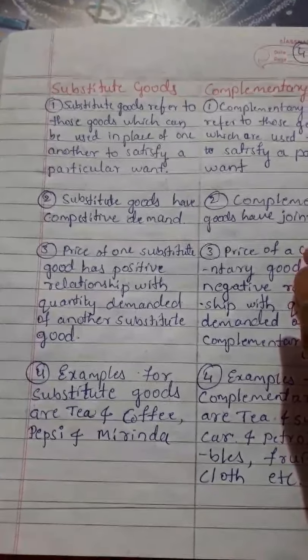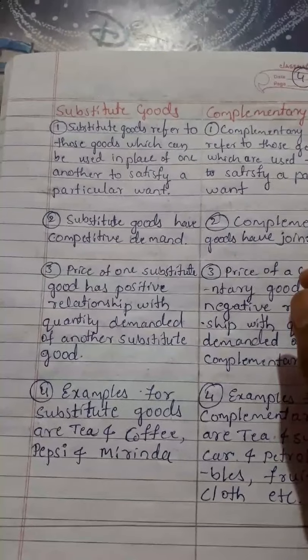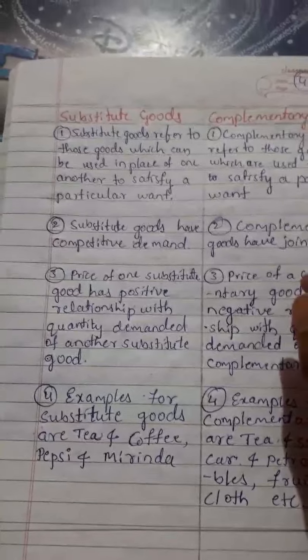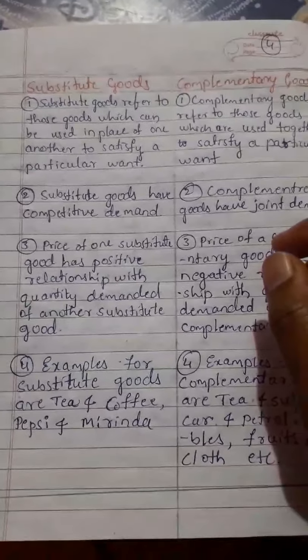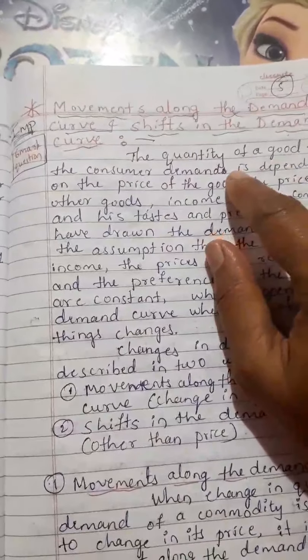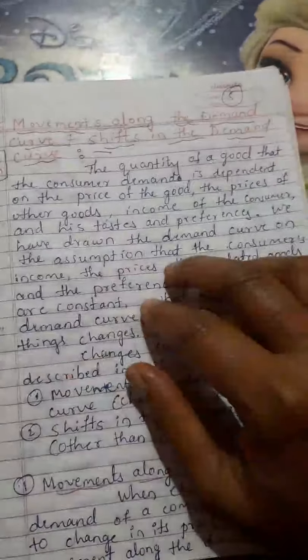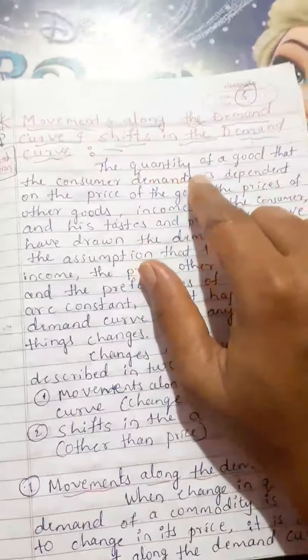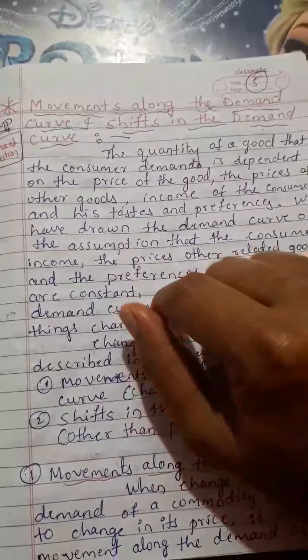Hello students. Last class we discussed normal goods and inferior goods and substitute goods and complementary goods. Today we are discussing the movements along the demand curve and shift in the demand curve. First, we will look at the introduction to the movements along the demand curve and the shift of the demand curve.